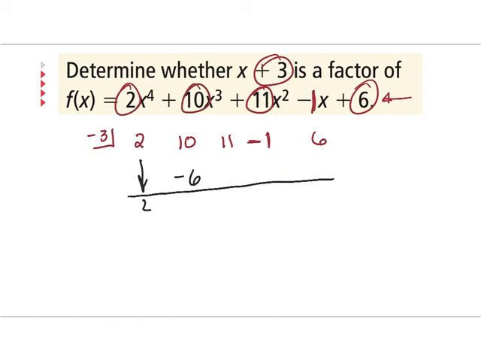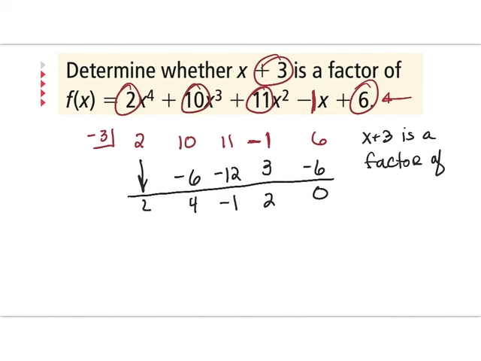Multiply negative 6. Add. Negative 3 times 4, negative 12. Add. Negative 3 times negative 1 is 3. Add. That's 2. Negative 3 times 2 is negative 6. 0. Therefore, x plus 3 is a factor. We got a remainder of 0. Now we could break down f of x at this point.